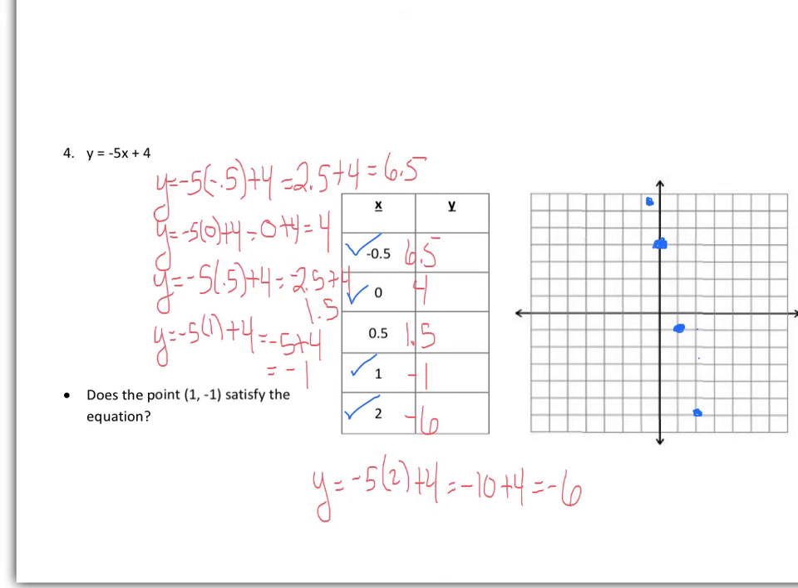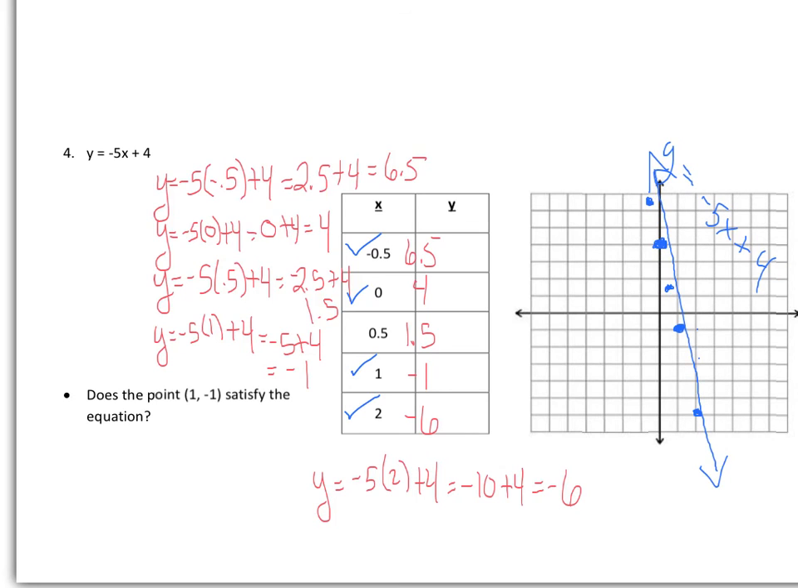And now 0.5, 1.5. 0.5 is between 0 and 1. 1.5 means I go up 1.5. So about right there is where my other dot is going to go. With all of those points, I'm going to do the best I can to graph the line here. Draw a nice straight line as best as you can. Arrows at the end of both sides. And we are going to label it. The label is y equals negative 5x plus 4.